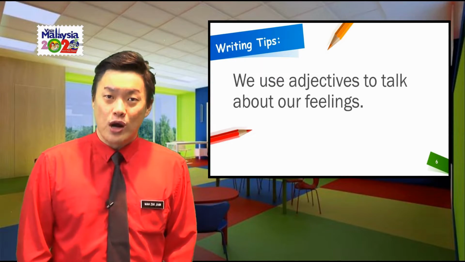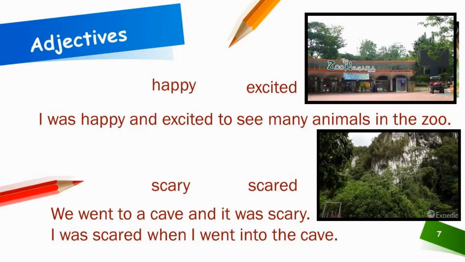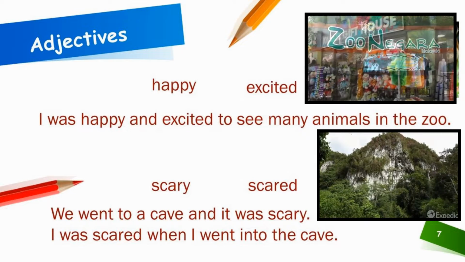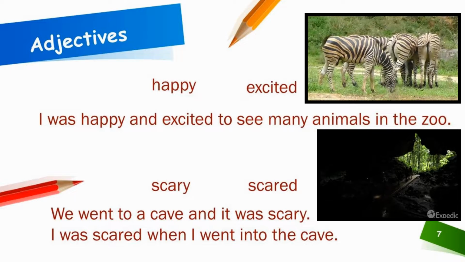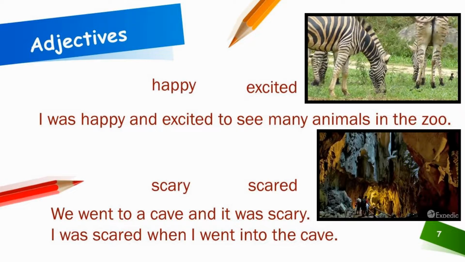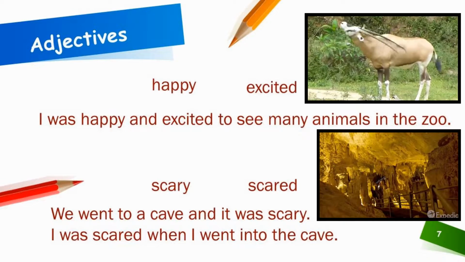Writing tip 2. We use adjectives to describe our feelings. Adjectives are words that describe people, things, or places. We use adjectives to tell our readers how we feel. For example, when you visit the zoo, you see many types of animals that you like. How would you feel? Happy? Excited? So, these are adjectives that you would use to write about your feelings. You can say, I was happy and excited to see many animals in the zoo.